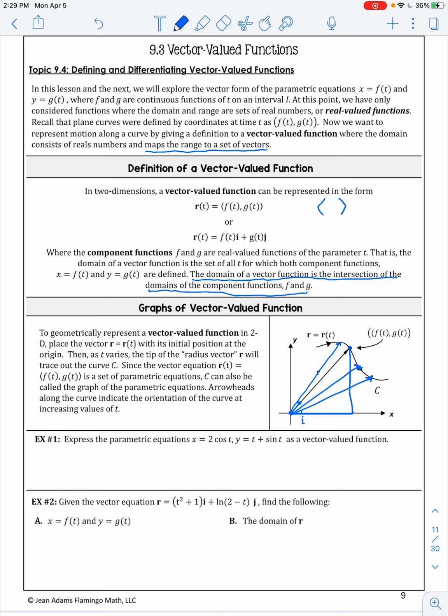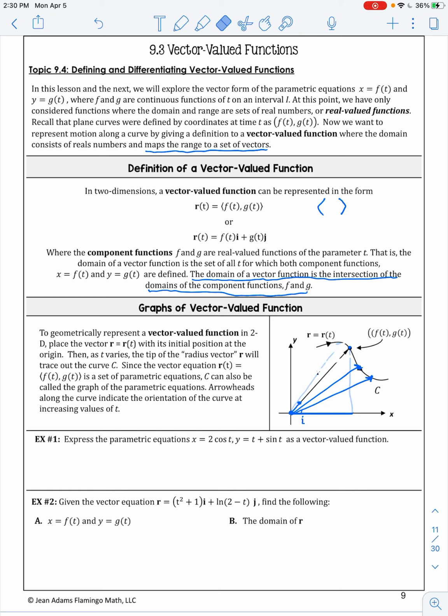So then, to geometrically represent a vector-valued function in 2D, place the vector r equals r of t with its initial position at the origin, and then as t varies, the tip of the radius vector r will trace out the curve C. Since the vector equation r of t equals the vector f of t, g of t is a set of parametric equations, C can also be called the graph of the parametric equations. Arrowheads along the curve indicate the orientation of the curve at increasing values of t.